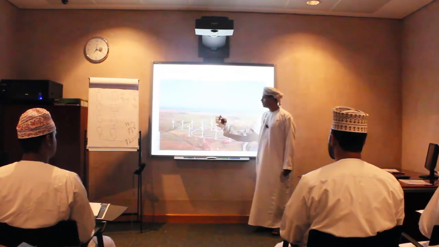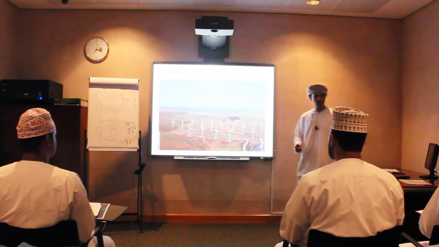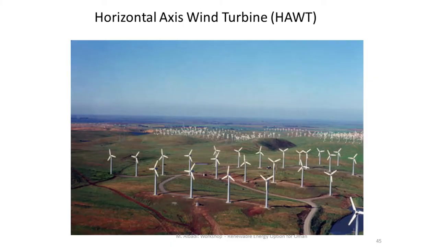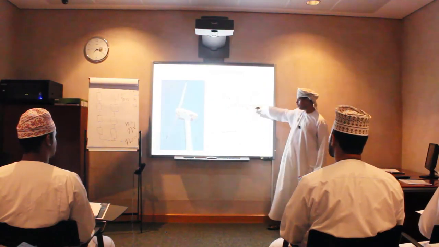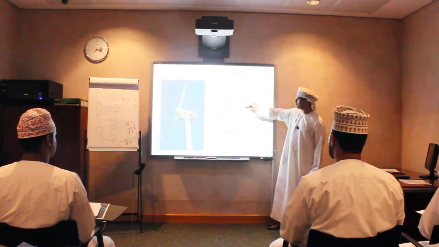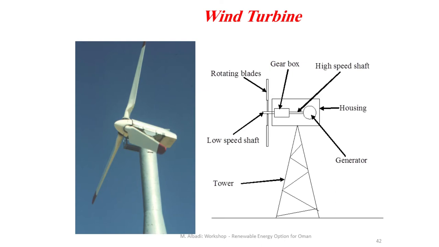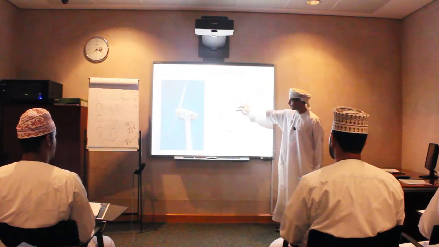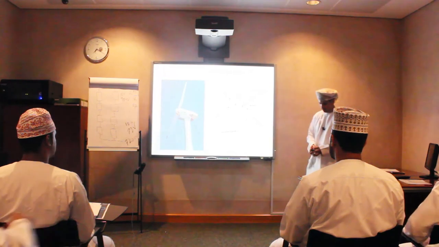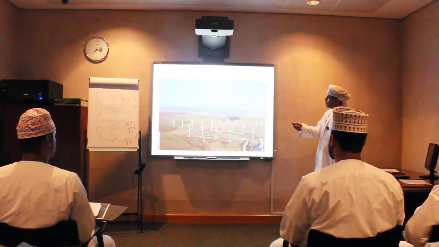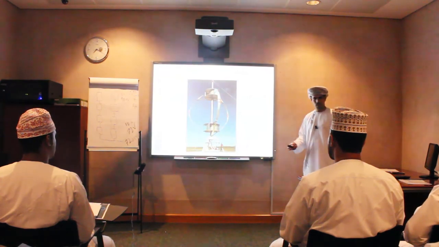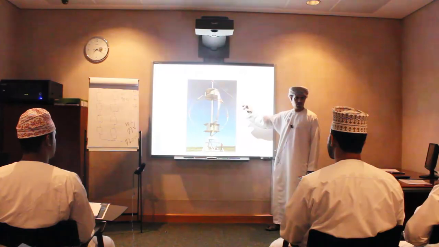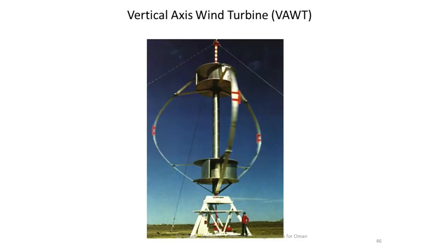We have different types of wind turbines. Some are called horizontal axis wind turbines, and some are called vertical axis wind turbines. The mainstream market is horizontal axis wind turbines. Going back here, this is the axis that we mean. The rotating axis is horizontal. If the rotating axis is vertical, it is called a vertical axis wind turbine. But in most cases, we have horizontal axis wind turbines. We are talking about wind turbines that are utility scale. You might have other wind turbines for small scales.